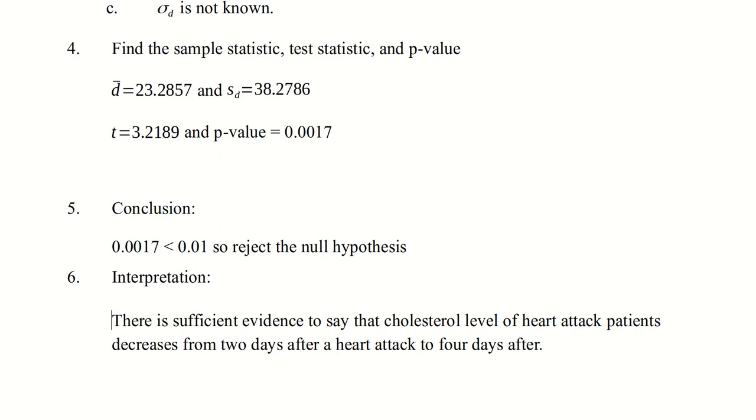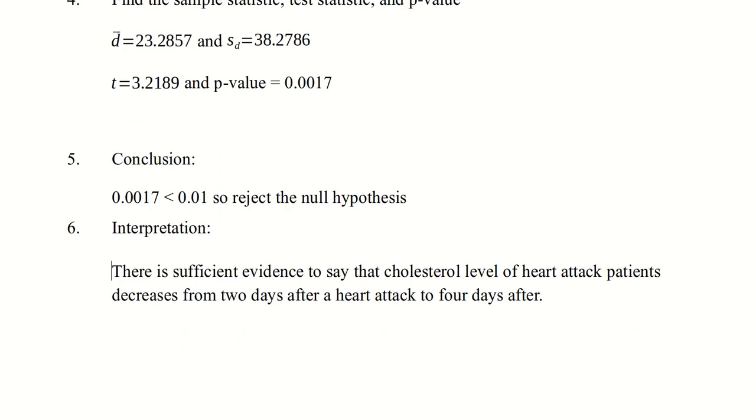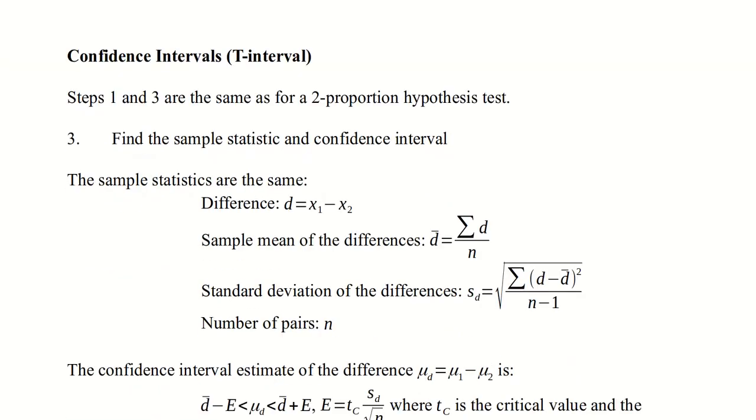But it would be kind of nice to know approximately by how much did it decrease. We were simply testing this hypothesis against alpha, a level of significance. But we might want to do a confidence interval. So now we're going back to the concepts of chapter 8. We're looking at intervals. This is a t-interval. That is because we do not know the population standard deviation.